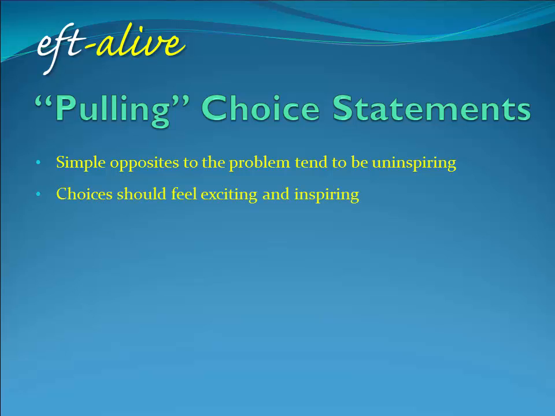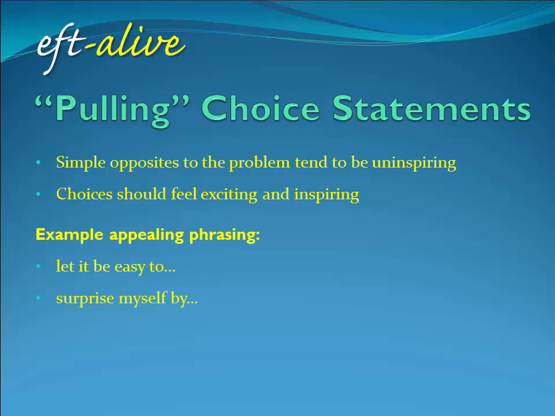So we want our choice statements to feel exciting and inspiring. So let me just give you an example. These are like little sub-phrases that we would use within our choice statement. So Pat Carrington recommends using phrases like, you know, I choose to let it be easy to whatever it is. Or I choose to surprise myself by. And she likes the word surprise by because it creates this sense of anticipation and intrigue. So that's a nice one.